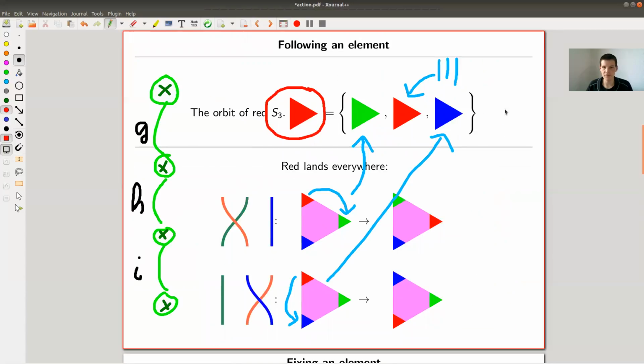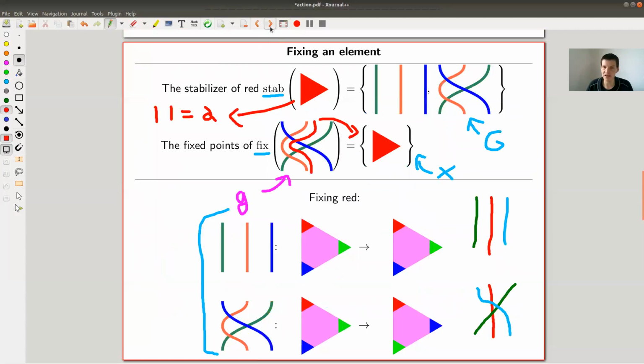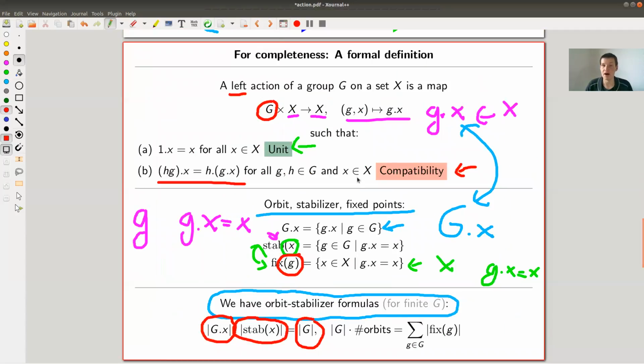The fixed points of red was 3, the order was 3, so 3 times 2 is 6, which is the order of my symmetric group S3. In case you did not know what the order of S3 is, you would just have computed it. Right? So orbit times stabilizer is the order of the group. And in some sense, the orbit is dual to the stabilizer.